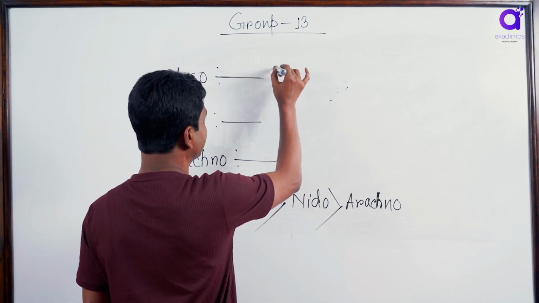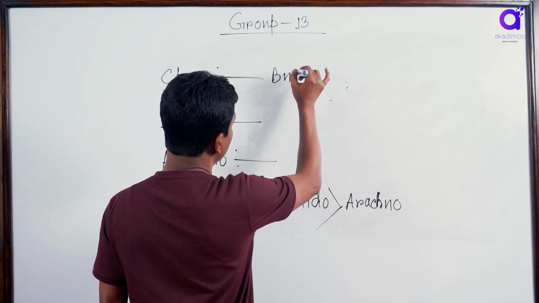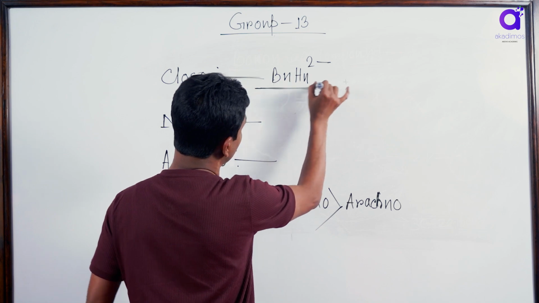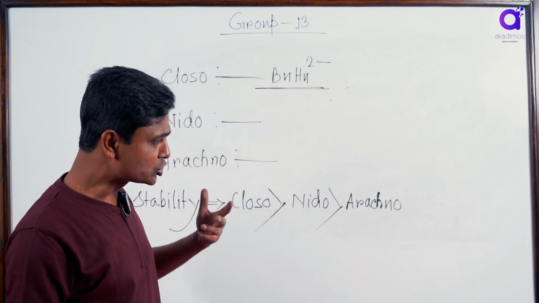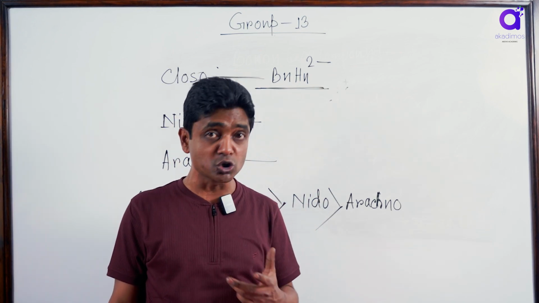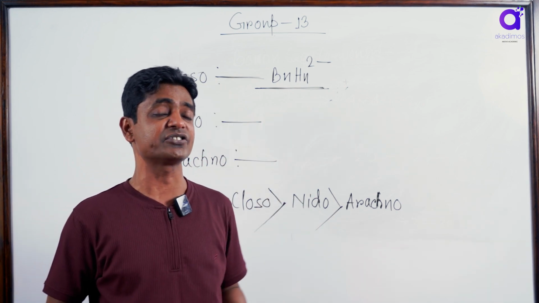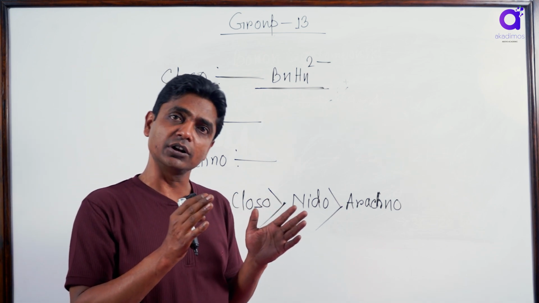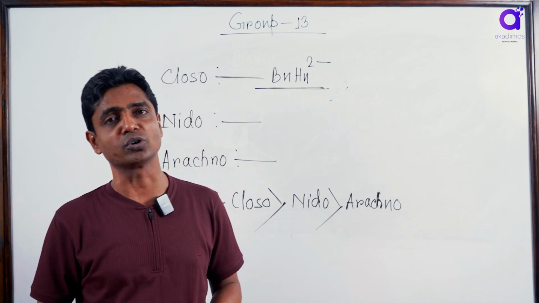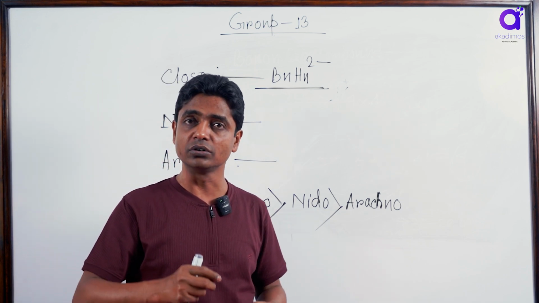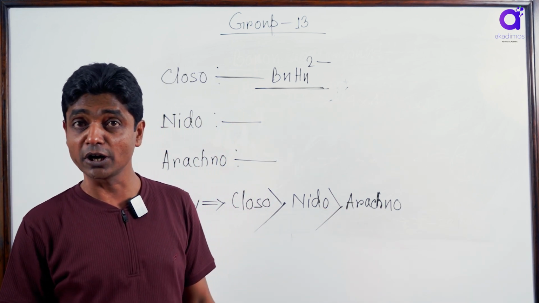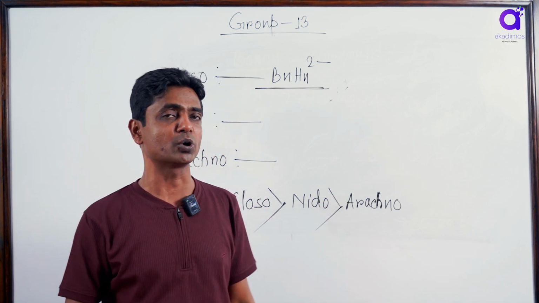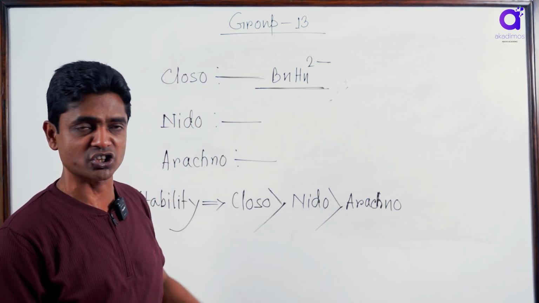In general, Closo boranes are ionic, BnHn 2 minus. These are always Closo structures. Closo means, for example, tetrahedral Closo, where all 4 vertices of the tetrahedron are occupied by boron. Trigonal bipyramidal Closo has 5 vertices occupied by boron. Octahedral Closo has 6 vertices occupied by boron. Icosahedron has 12 vertices occupied by boron. These are Closo structures, the most stable structures.